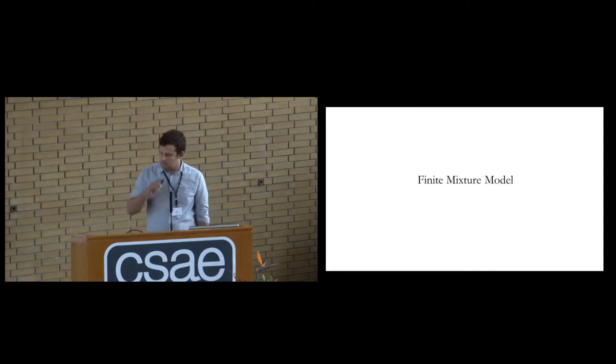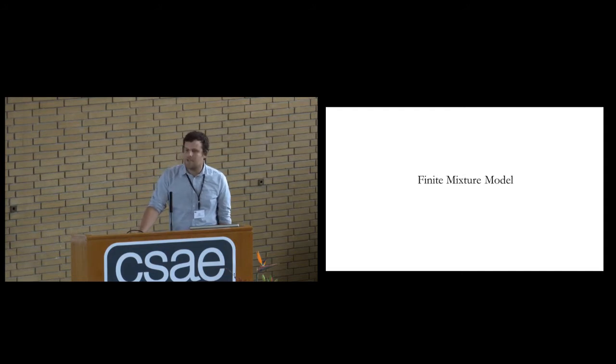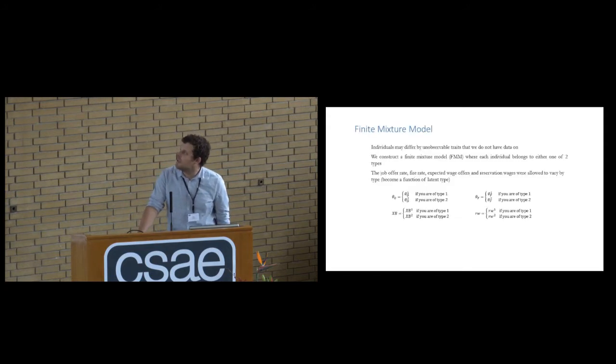Okay, then we go to the finite mixture model. The justification is we think there are still some unobserved characteristics and differences that we don't fully control for in our model, so we want to allow for different types. And since we have these repeated waves, we're willing to assume the same individual stays the same type. We can kind of back out what groupings of individuals exist.